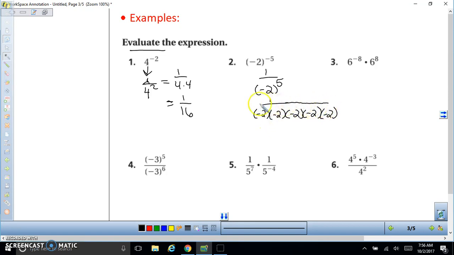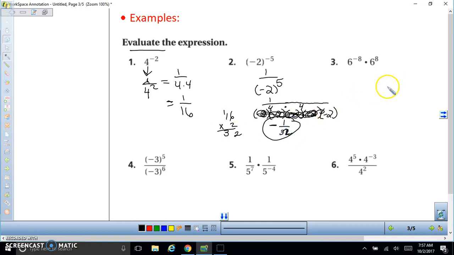Now we're just going to go through and multiply those negative 2's, and we'll have 1 over 2 times 2 is 4, 2 times 2 is 4, 4 times 4 is 16, and 16 times negative 2 is going to leave us with negative 32. Sorry, not negative 4. So it's negative 1 over 32.